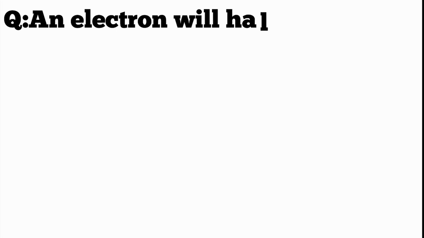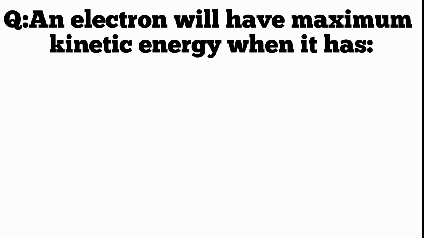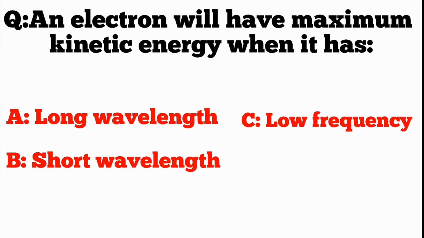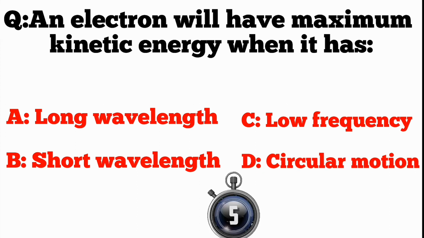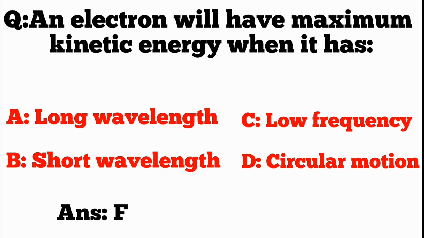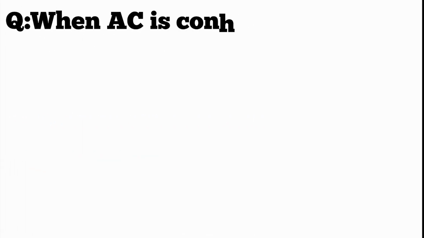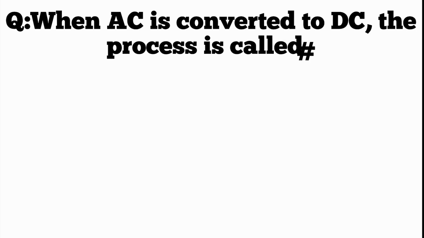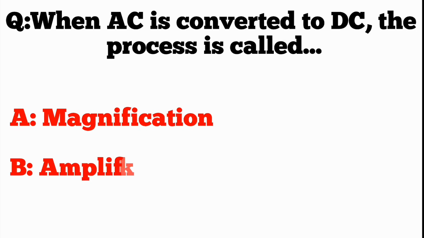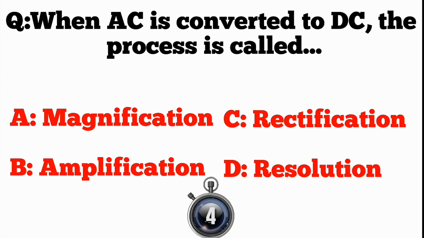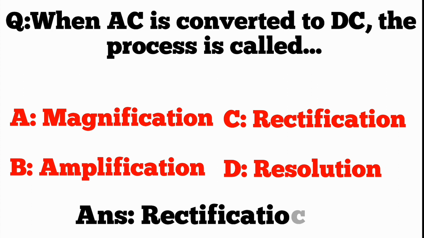Q. An electron will have maximum kinetic energy when it has: A. Long wavelength, B. Short wavelength, C. Low frequency, D. Circular motion. Answer: Short wavelength. Q. When AC is converted to DC, the process is called: A. Magnification, B. Amplification, C. Rectification, D. Resolution. Answer: Rectification.